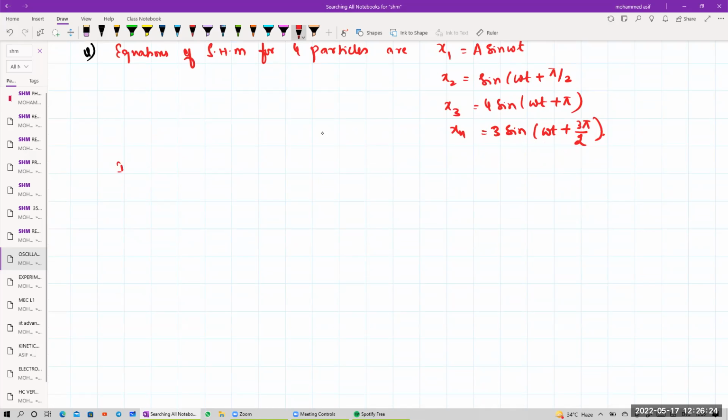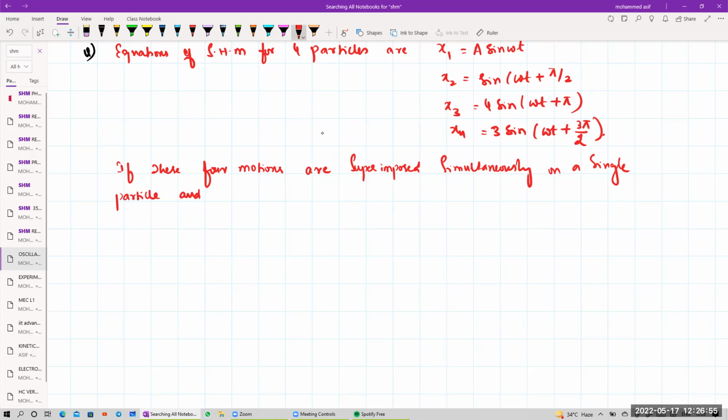See, if these 4 motions are superimposed simultaneously on a single particle, and make it oscillate, then the amplitude of oscillation of the particle is... So read the question carefully and see. You can do the answer.